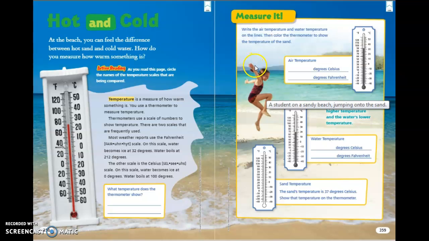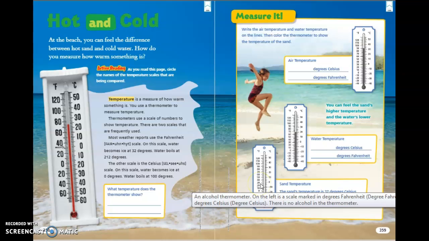Okay, let's go over the answers. You should have written 32 degrees Celsius and roughly 90 degrees Fahrenheit. Something really close to that. For the second one, you should have written 20 degrees Celsius and 68 degrees Fahrenheit. On the very last one, you should have brought your temperature gauge all the way up to 37 degrees Celsius, which is all the way up here, which is really close to 100 degrees Fahrenheit.